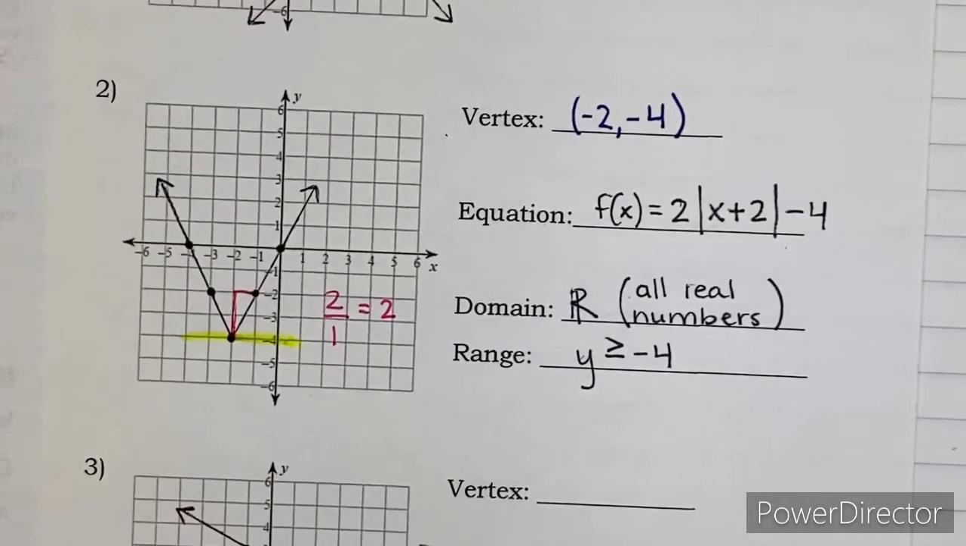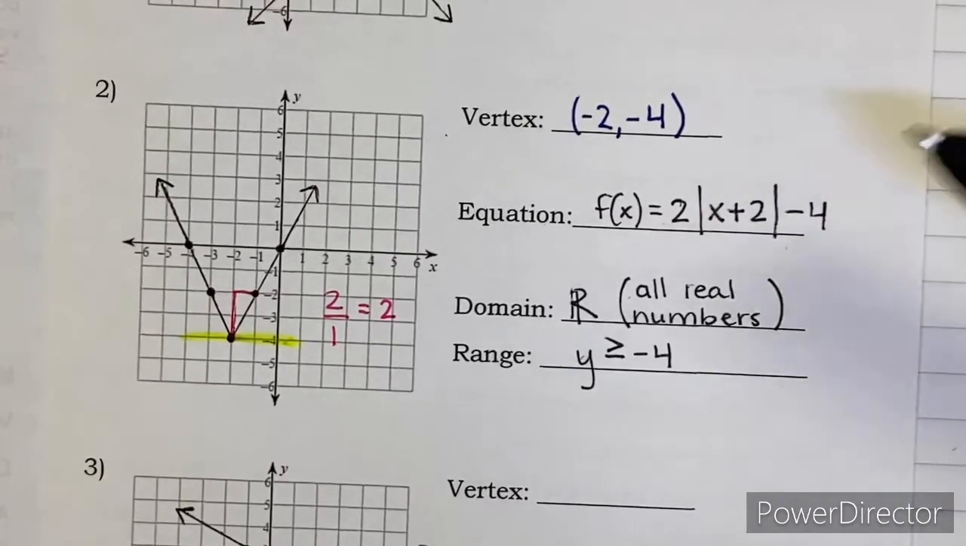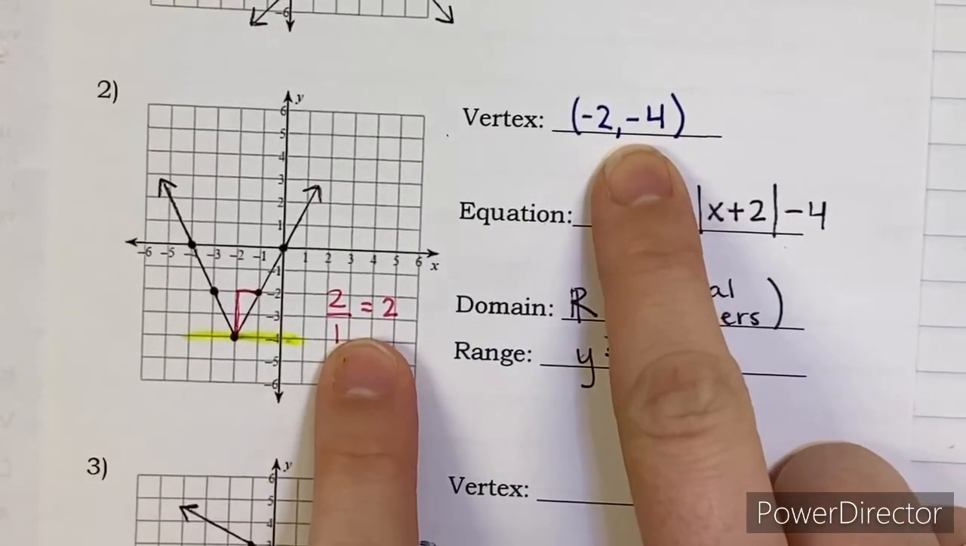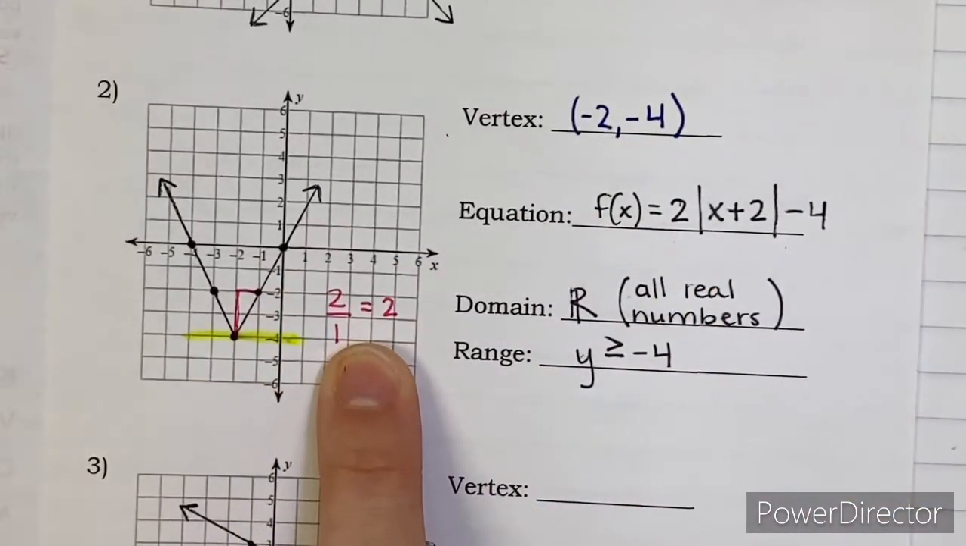So what I want you to do now, I want you to take a little bit of time and try graphs 1 and 3 just to see if you can come up with the equation. Use number 2 as a guide to kind of help you. Main thing though, just remember, we need our vertex, duh, but we also need the slope of the right side of our graph. So go ahead, pause this video, get 1 and 3 done, and then push play when you're done.